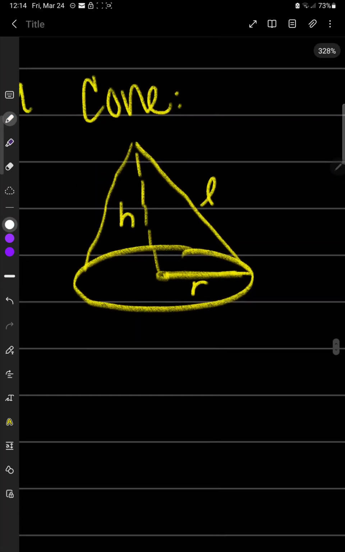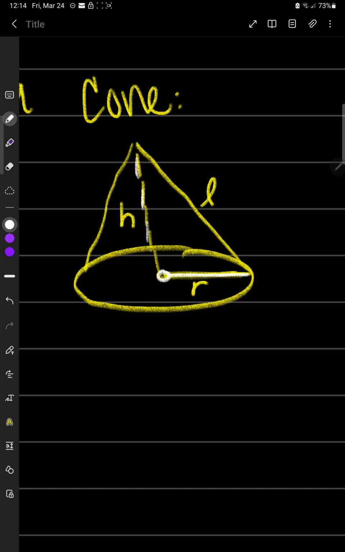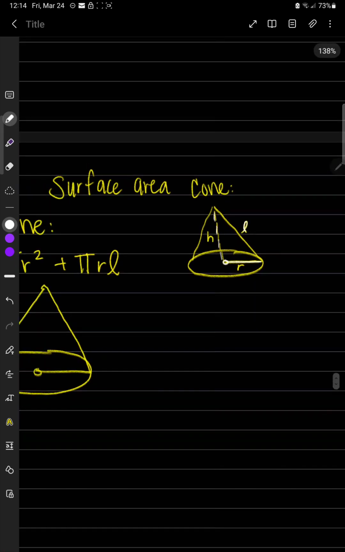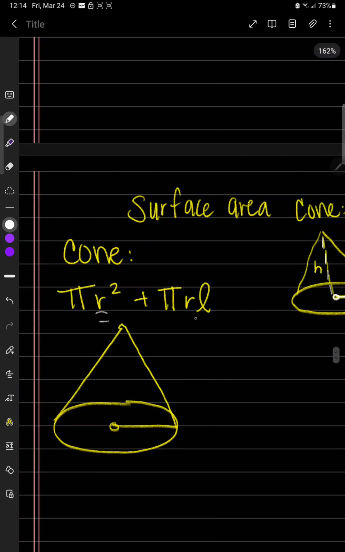So we already did radius when we did sphere and cylinder. So r is always the line inside of the circle part. H is the height of the inside. L is the slanted side. So in our formula, we only need R and L. So that would be this position and this letter, R.